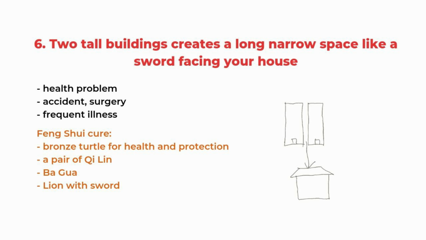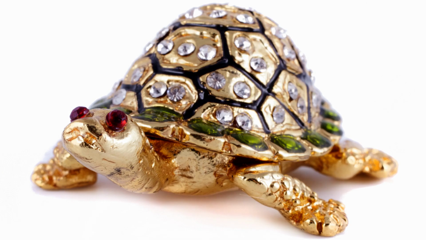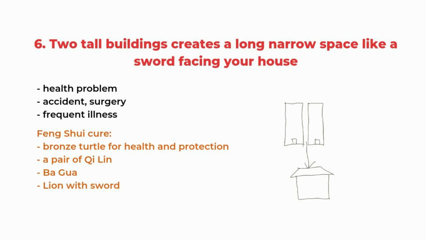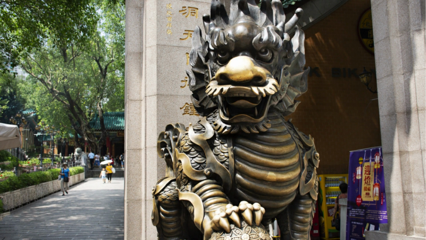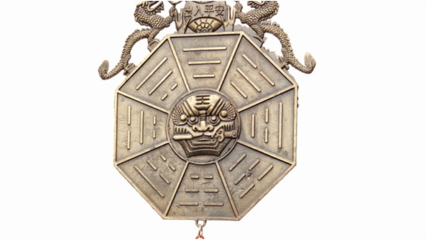And the Feng Shui cure is to place the bronze turtle for health and for protection. Turtle is a very good symbol for long life and health because it has a big shell. It's a symbol of stability and support. So it can fight with the sword Sha Qi. And the second one is Qi Lin again. And of course you can place Bagua or the Bagua mirror to reflect the Sha Qi back.